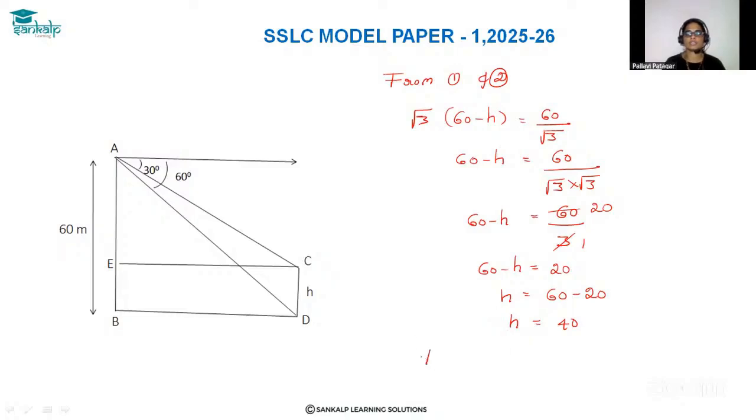Therefore, the height of the pole CD is equal to H, which is equal to 40 meter. Thank you.